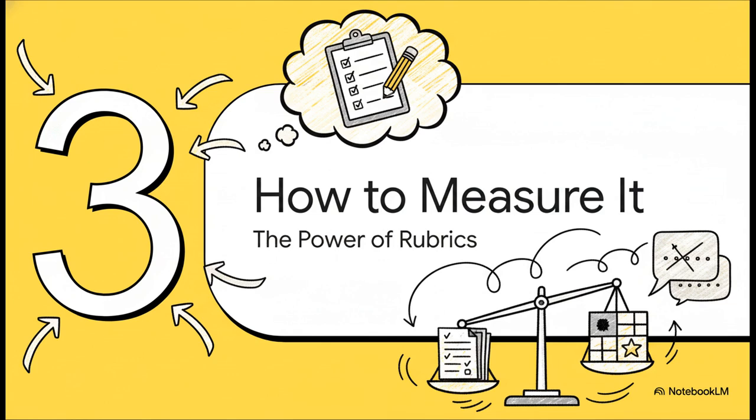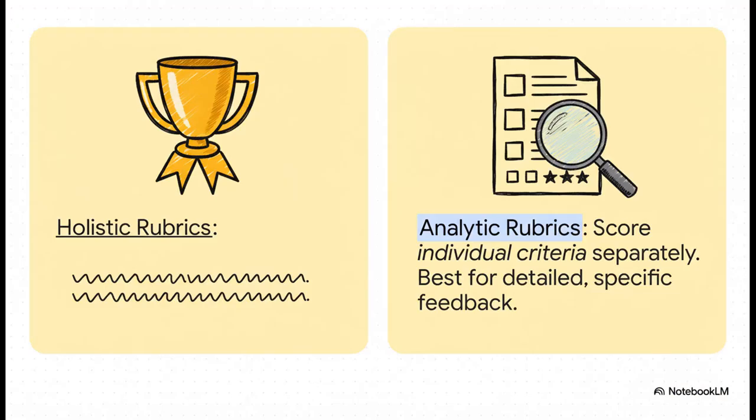Now, creating a great task, that's half the battle. But how do you evaluate the work fairly and consistently? And how do you do it in a way that actually gives useful feedback? Well, this is where our secret weapon comes in, the rubric. Rubrics basically come in 2 main flavors. You've got your holistic rubric, which gives 1 overall score. It's a big picture judgment, great for a quick summary.